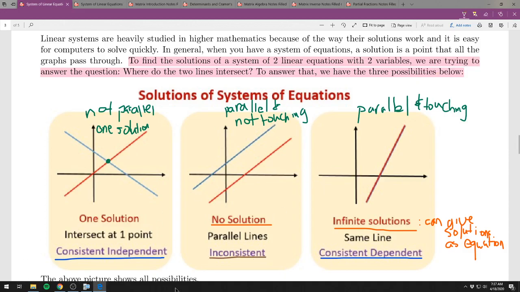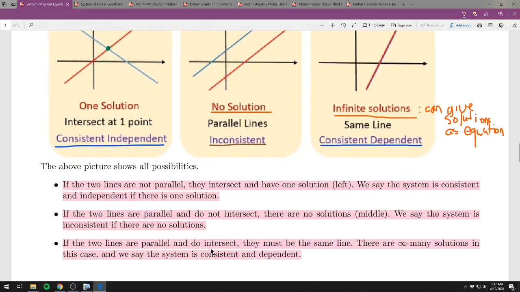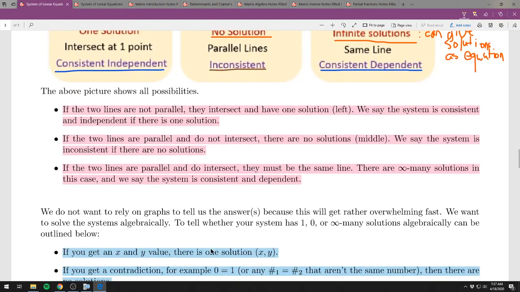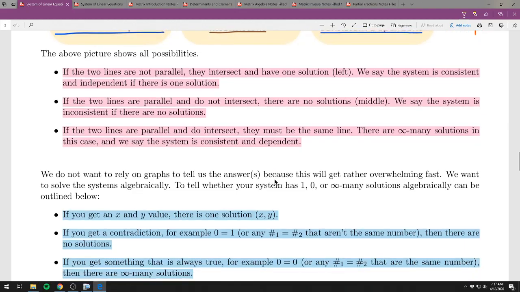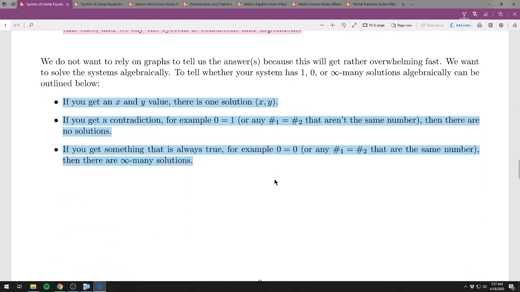Right, but those are some words that you might see pop up on the homework. Just be aware of that. And this is just me describing what we just talked about. Right, so when we go through and solve these things, you will get either 1, 0, or infinitely many solutions. Algebraically, I just wanted to outline this before we go through.